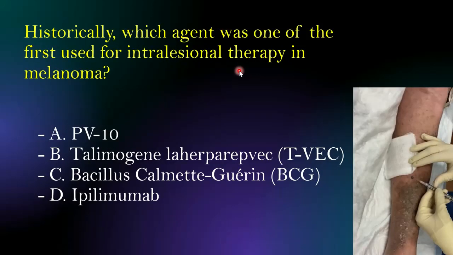Historically, which agent was one of the first used for intralesional therapy in melanoma? All these are new except BCG. BCG, Bacillus Calmette-Guerin, used for TB, is historically the first agent used for intralesional therapy of melanoma. So we have talked about the treatment of primary melanoma, treatment of the nodes, and treatment of non-nodal metastasis like in-transit metastasis. Now coming to metastatic melanoma.